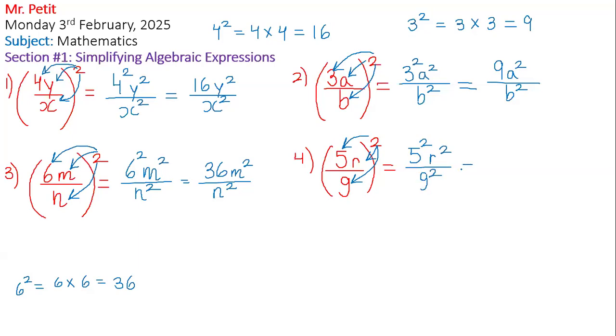And what is 5 squared, by the way? 5 times 5 is 25. So the answer is going to be 25 R squared over G squared.